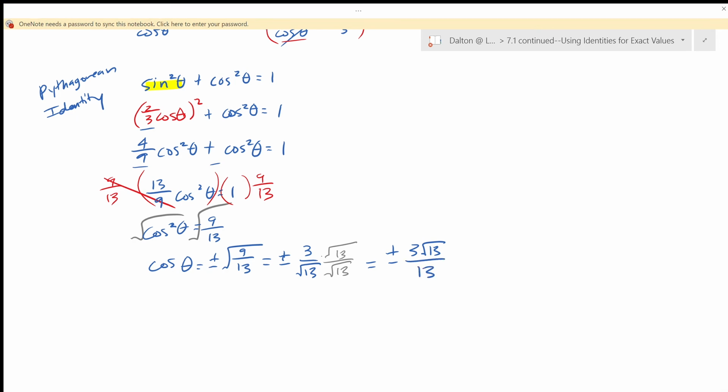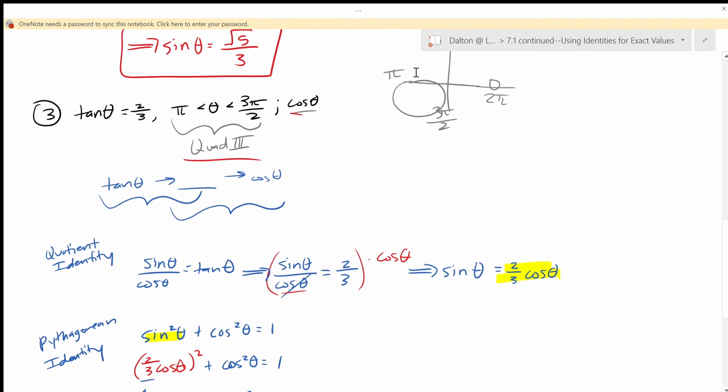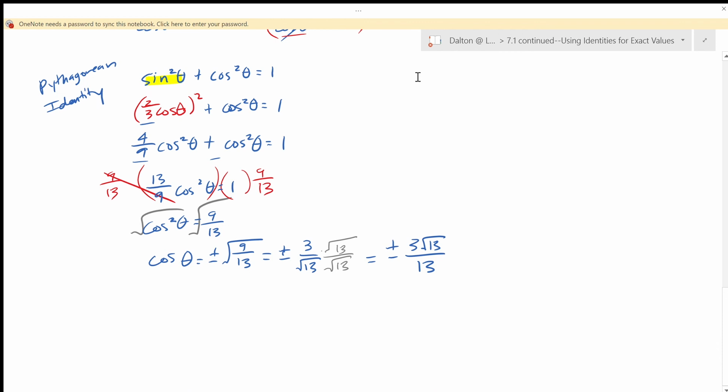We will go back to our original stipulations of the problem, that this has to be in quadrant 3, and I'm looking for cosine. Well, cosine deals with x values, and x values in quadrant 3 are negative. Therefore, we're going to write our final answer as the cosine of theta is equal to negative 3 square roots of 13 over 13.